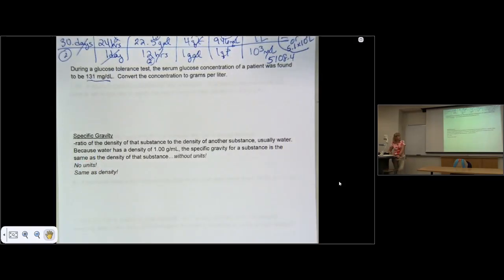The last thing, though, before we stop is specific gravity. Specific gravity is something that is used in medicine. The specific gravity of urine is probably one of the things that you may hear about. You may potentially hear the specific gravity of blood. I personally do not know why they still use specific gravity. Specific gravity is nothing more than a ratio of densities. Typically it's the ratio of the density of whatever your substance is divided by the density of water.